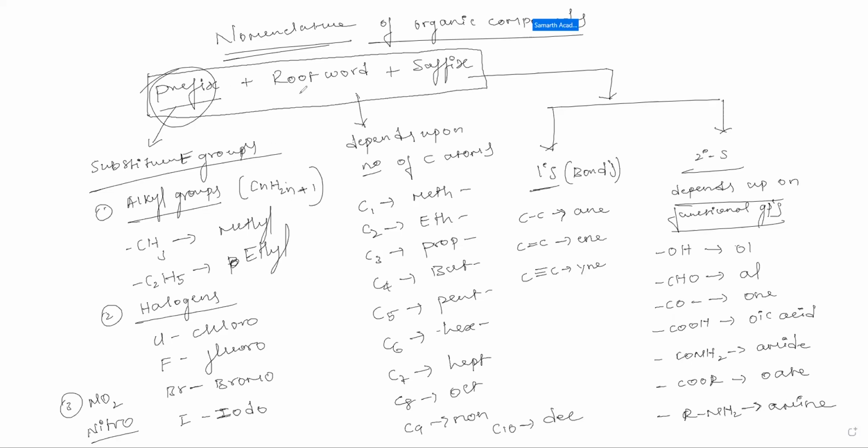That is prefix, root word, and suffix. According to this formula only, we have to name the organic compounds. So now we'll take examples and discuss them one by one, and see how to apply these concepts.